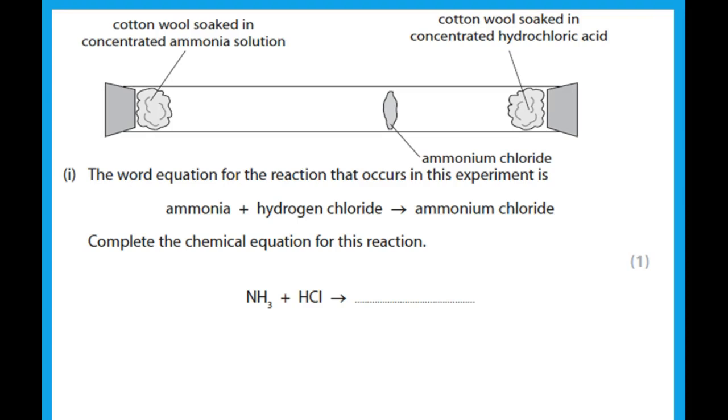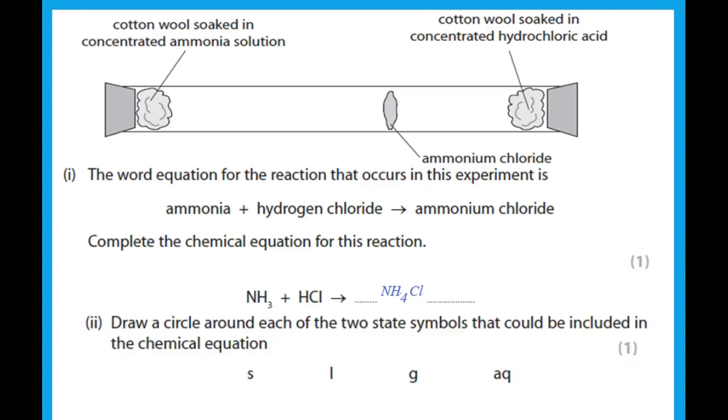We did chemical formulas. You should have done chemical formulas last year, and we're going to revise it again this year. But for now, let us say that ammonium chloride is NH4Cl. Now, draw a circle around each of the two state symbols that could be included in this chemical equation.